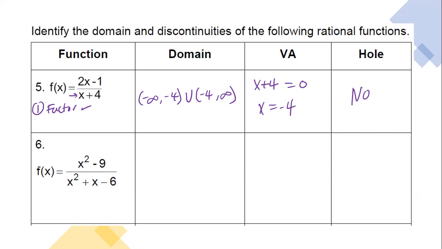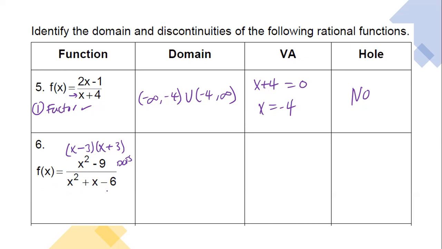Okay. Next one. Again, you want to check it. Is the numerator and denominator fully factored? No, they're not. So your numerator can be factored by difference of 2 squares. Difference of 2 squares means I take the square root of x squared, which is x, the square root of 9, which is 3, and when you take the square root of something, it's going to produce a negative and a positive. So that is the factor of x squared minus 9.